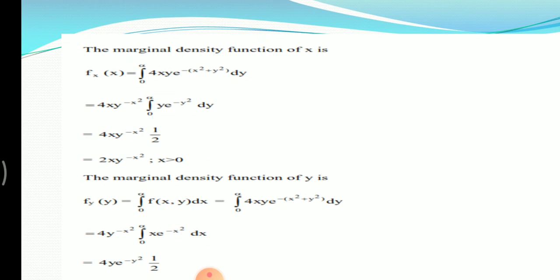So the marginal density function of x, f_X(x), we have to find by integrating 4xy e^(-x²y²). We already know how to do that type of integration. We already know some substitutions from the previous model, and f_Y(y) is also the same. In both cases we get 2x e^(-x²) and 2y e^(-y²).